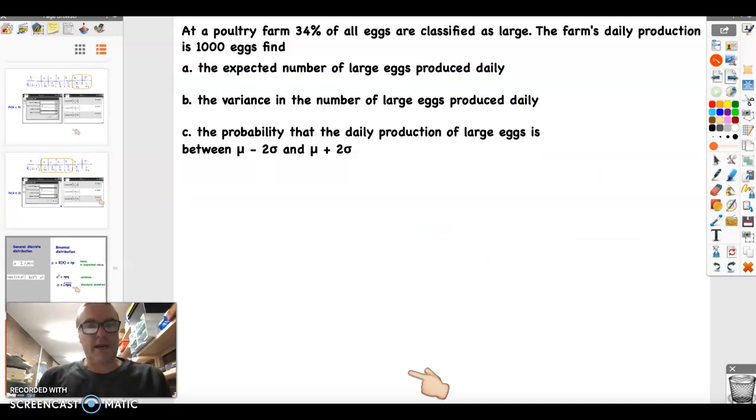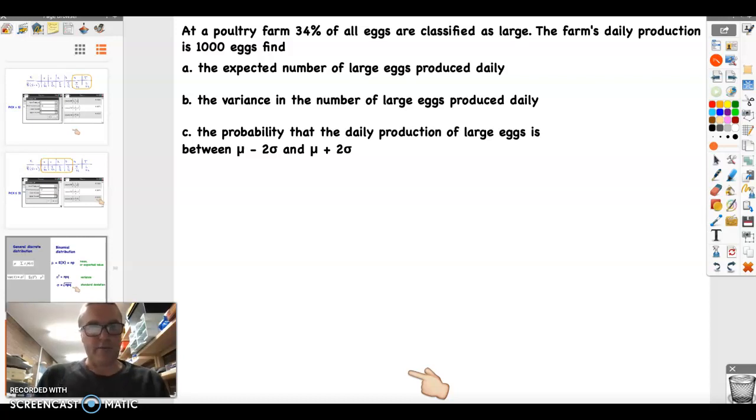So we're going to have a look at this problem to finish off the lesson. The problem is about a poultry farm where we have 1,000 eggs produced daily, and a statistic from this farm is that 34% of all eggs are classified as large. So with reference to the large eggs produced from this farm, we could classify that as a binomial distribution. It's discrete, albeit the value of n is very high, n is equal to 1,000.